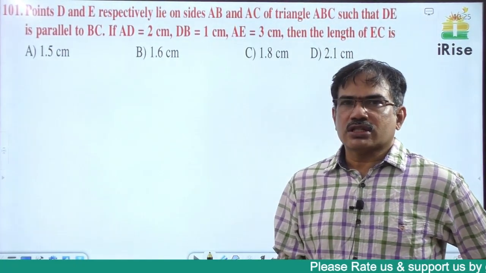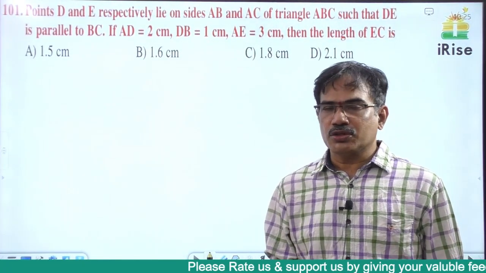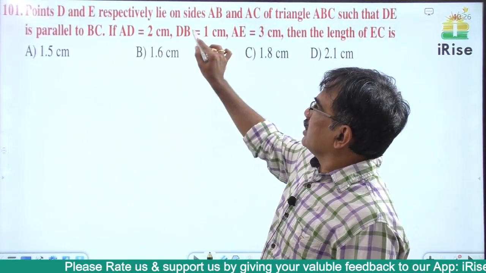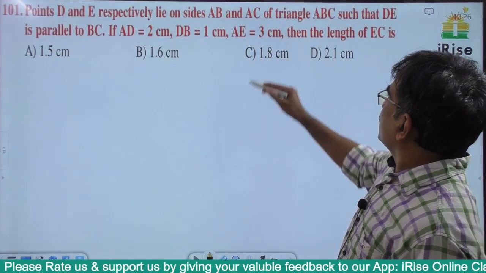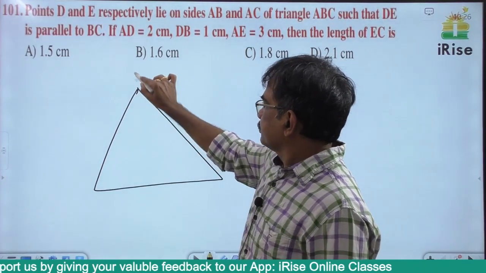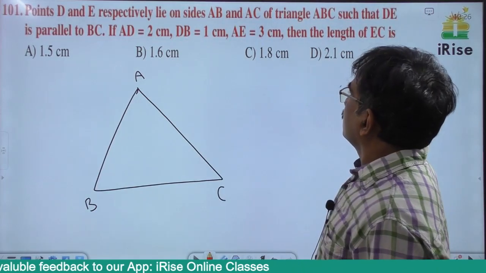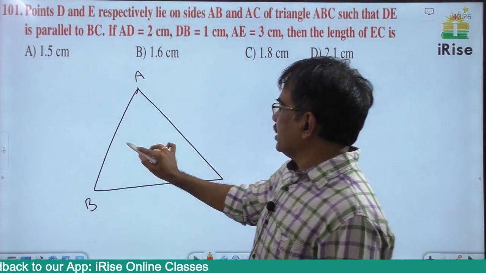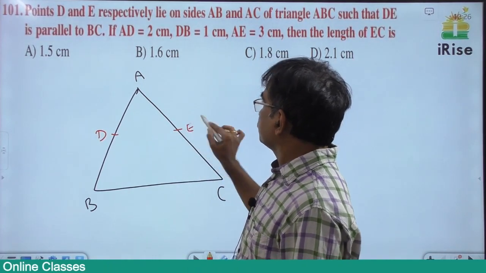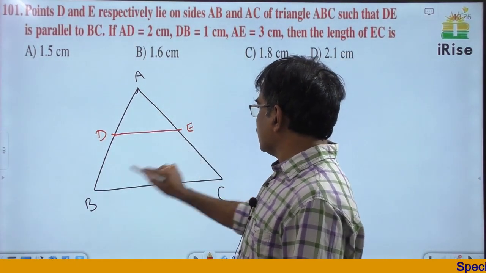We have solved some questions in triangles related problems, and this is a continuous one. See question number 101. Points D and E respectively lie on the sides AB, AC of a triangle ABC. Here this is a triangle ABC. D, E are points on AB, AC, such that DE is parallel to BC. This line is parallel to this line.